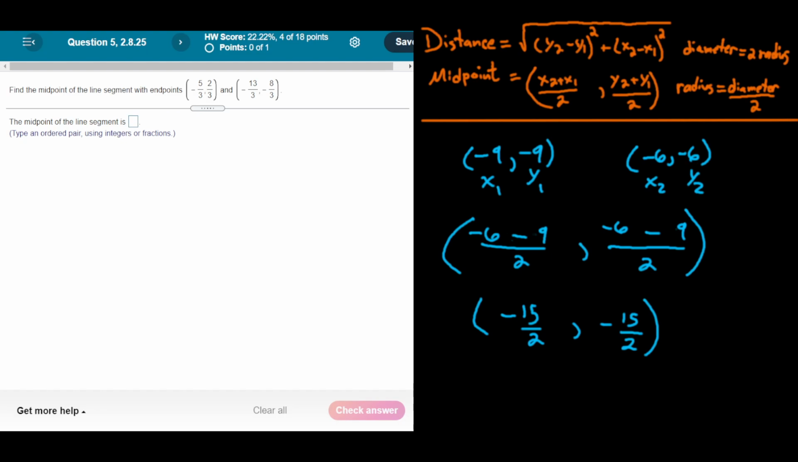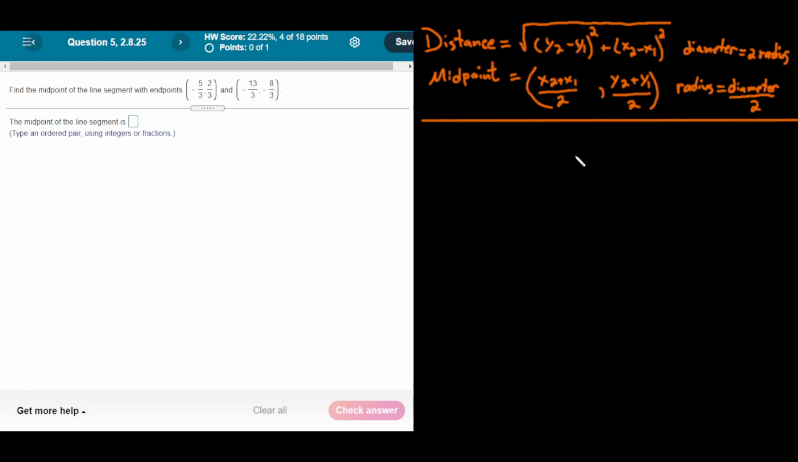So they're being cheeky and they're just throwing fractions at us. It's okay. So we have negative 15 over 3. They're all over 3, so we don't have to find the LCD. That's good.